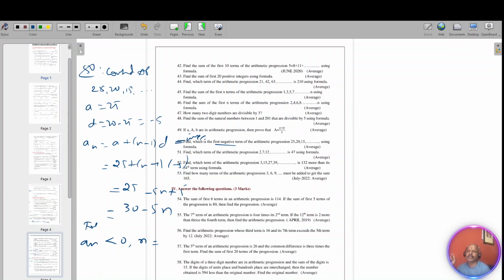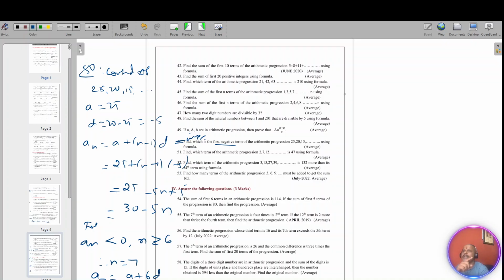N equal to 5 means 5 times 5 is 25, you'll get 5. N equal to 6 means 5 times 6 is 30, 30 minus 30, 0. It's not negative. So N should be greater than 6. Therefore, N equal to 7 gives you the first negative number. Remember, 7 gives us the first negative number. So which is the first negative term they asked, right? So A7 is the first negative term.